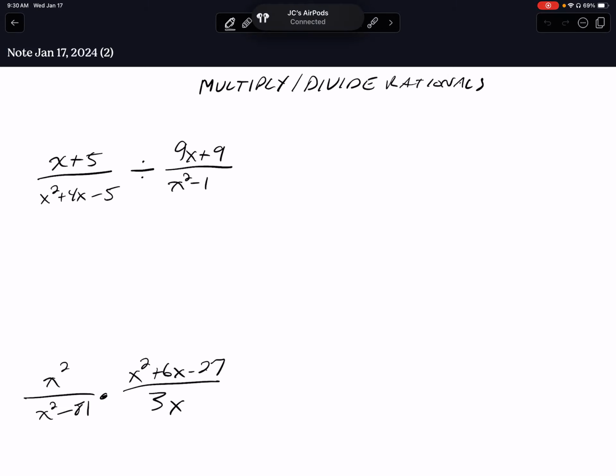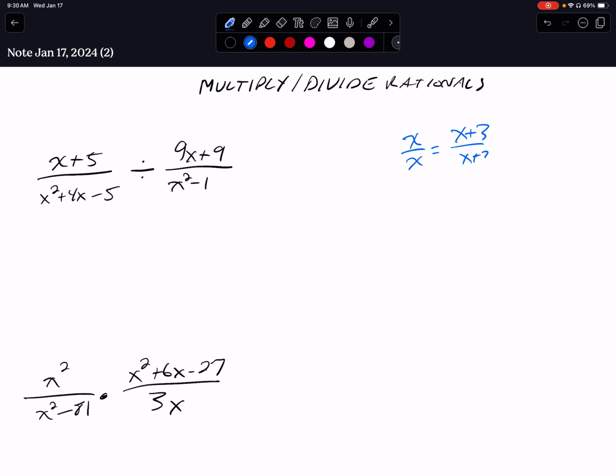Okay, so taking a look at multiplying and then dividing rationals. Again, the concept of 1 is going to be super, super important here. What we're going to try to do is get rid of values like x divided by x is 1, x plus 3 divided by x plus 3 is 1, 7 divided by 7. These are all 1. We want to try to look for those so we can just cross them off.